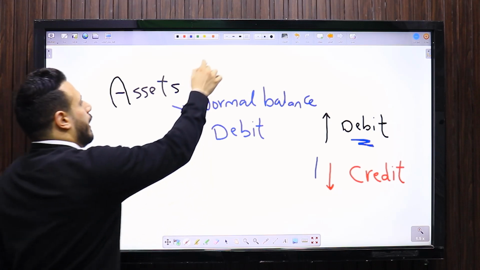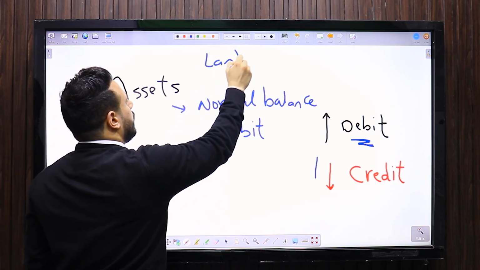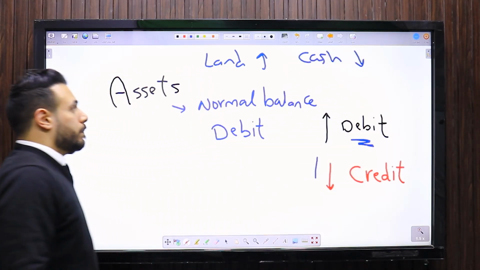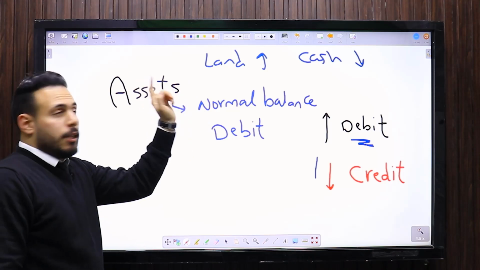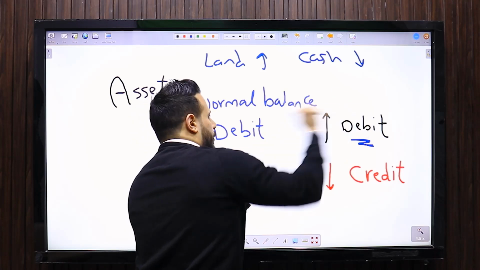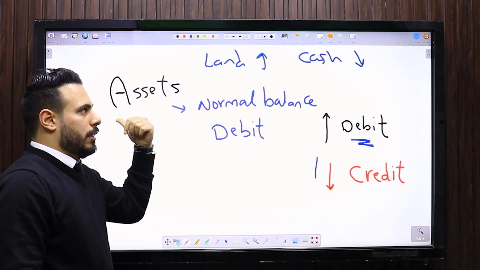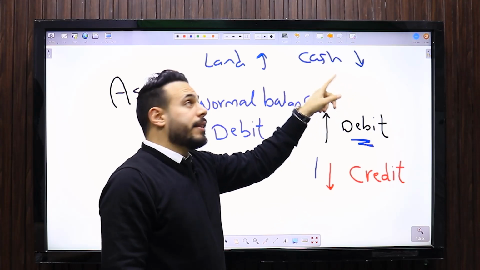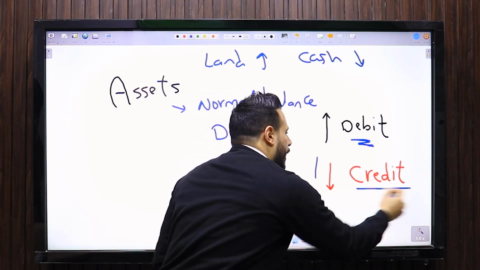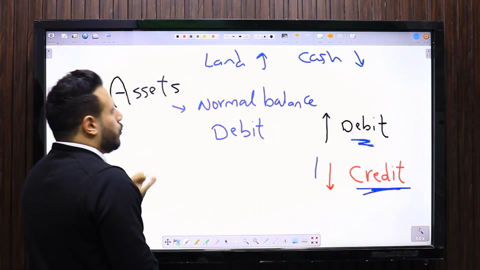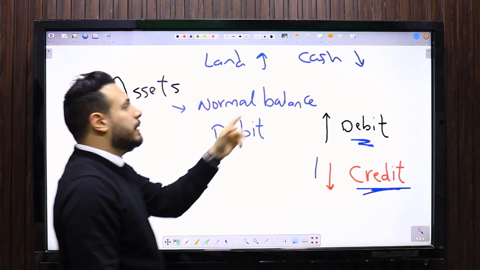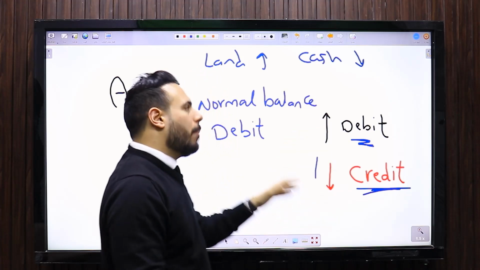In my transaction, land increases, and land is an asset, so when it increases it must be put at the debit side. And the cash will decrease. The cash is an asset too, and when an asset decreases it must be put at the credit side. So I will put the land at the debit side by $50,000 and the cash at the credit side by $50,000.